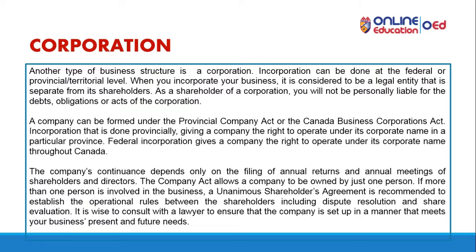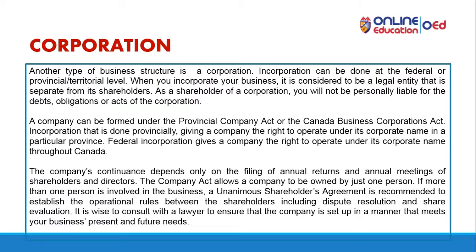As a shareholder of a corporation, you will not be personally liable for the debts, obligations, or acts of the corporation. A company can be formed under the Provincial Company Act or the Canada Business Corporations Act. Incorporation done provincially gives a company the right to operate under its corporate name in a particular province. Federal incorporation gives a company the right to operate under its corporate name throughout Canada. The company's continuance depends only on the filing of the annual returns and annual meetings of the shareholders and directors.